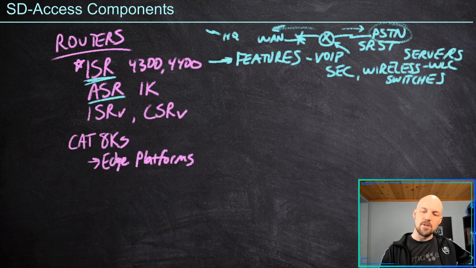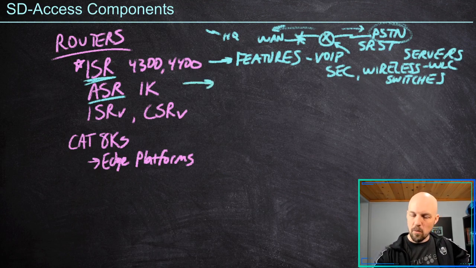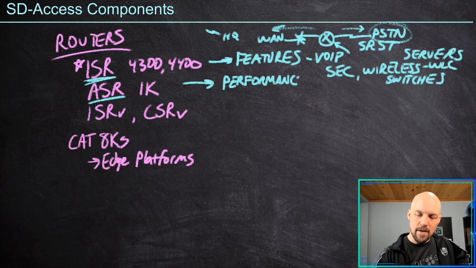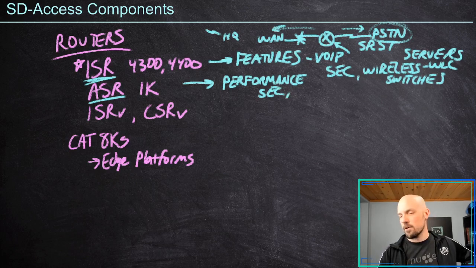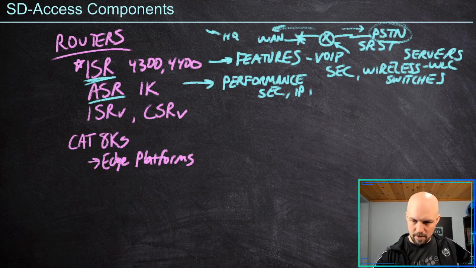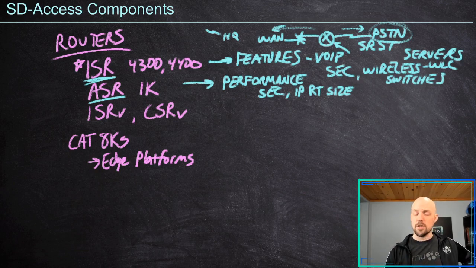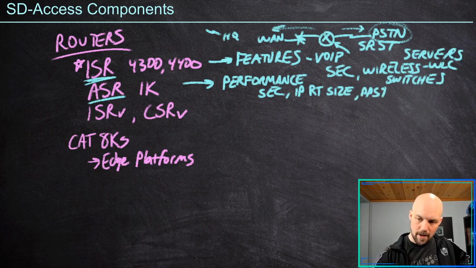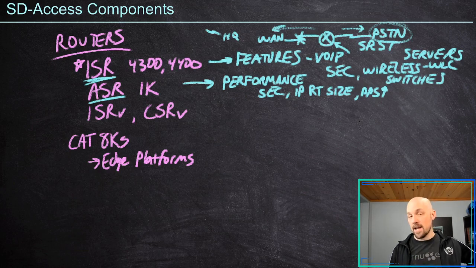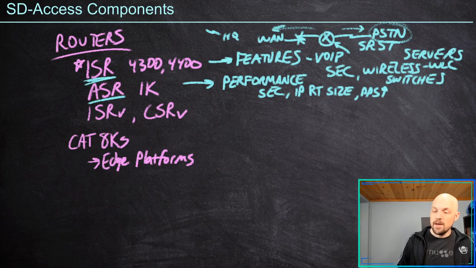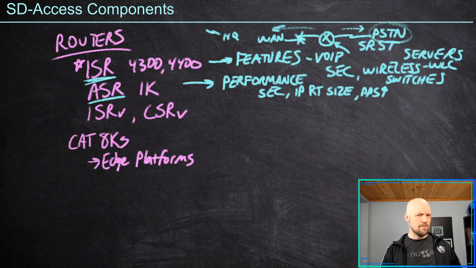So then they have this ASR concept. What are the ASR 1Ks? Well, the ASR 1Ks are going to be more focused on performance. For the most part, they are not going to have any of the features we talked about. They will have some security features, but their bigger focus is things like IP routing table size, and making sure that our packets per second is really, really high. We're going to get a lot more throughput on an ASR 1K than we will on an ISR. And so, again, it's just what are we focused on? We're focused on features or performance, which is why these two platforms go hand in hand.